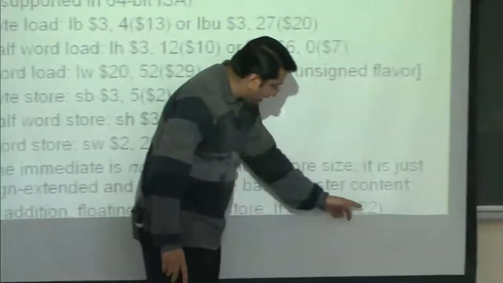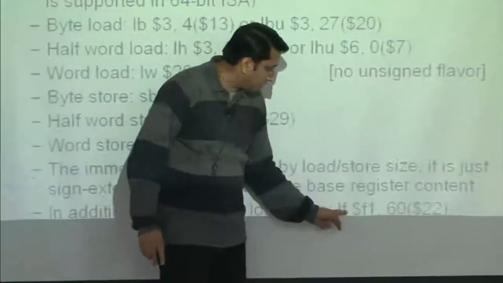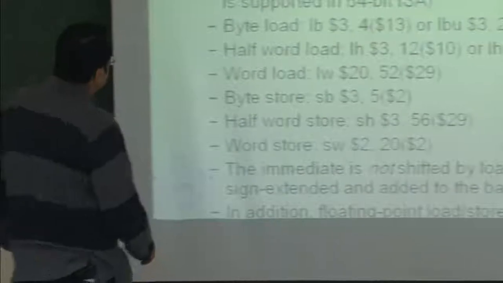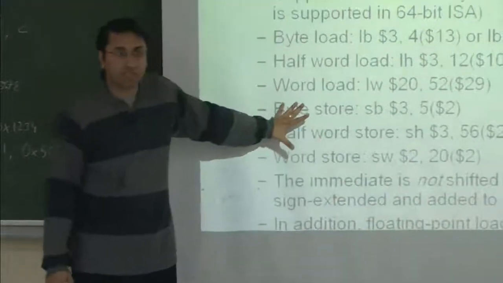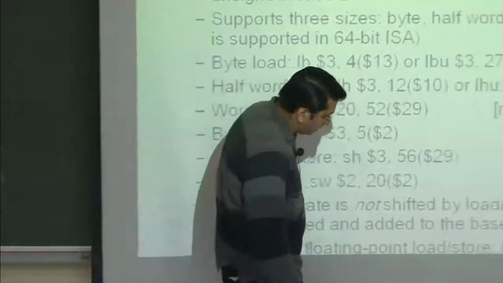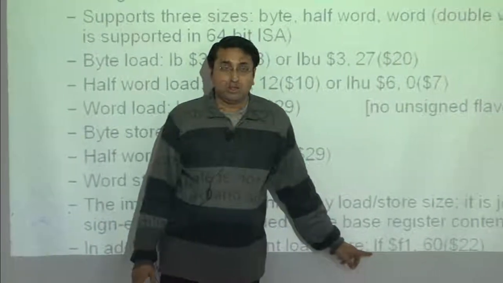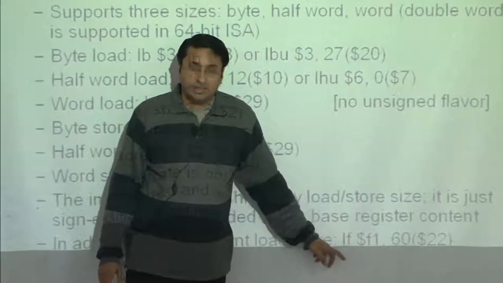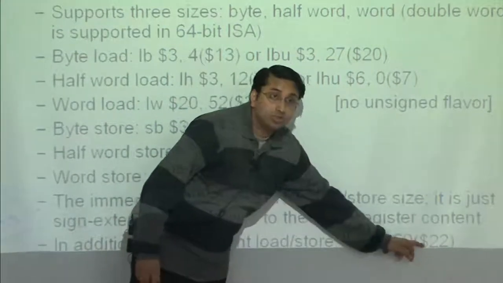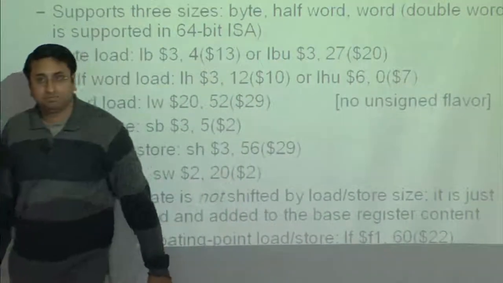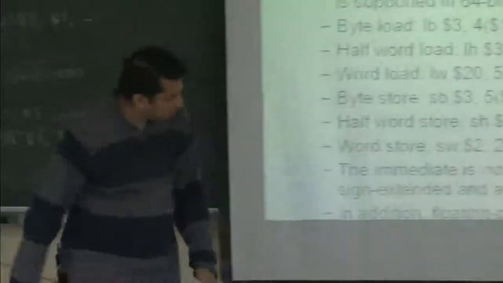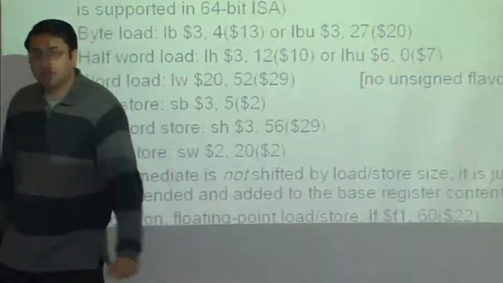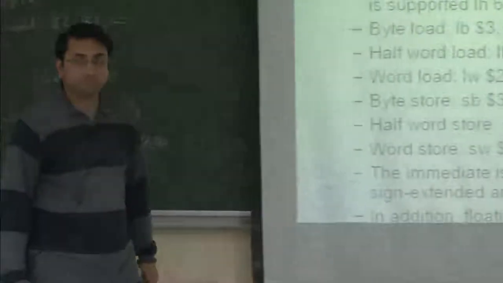This will be sign extended, added to $22, get the address, and load the value to $24. And here of course you don't have these unsigned byte, half word, word variants. You have only two. One is LF, that is single precision load. One is LF.B, double precision load. Depending on that, it will load either 32 bits or 64 bits from here. Sorry, 32 bits and 64 bits, not bytes. Any question on load store?